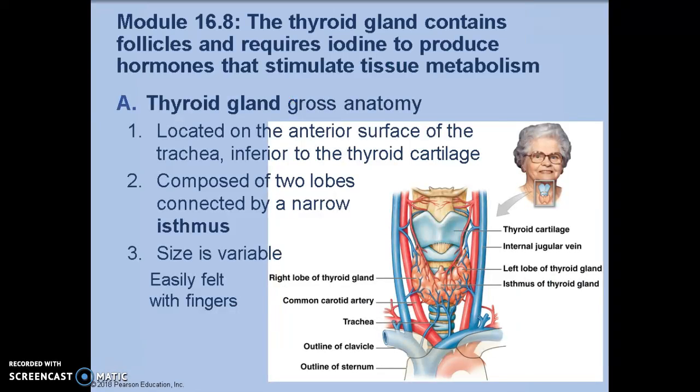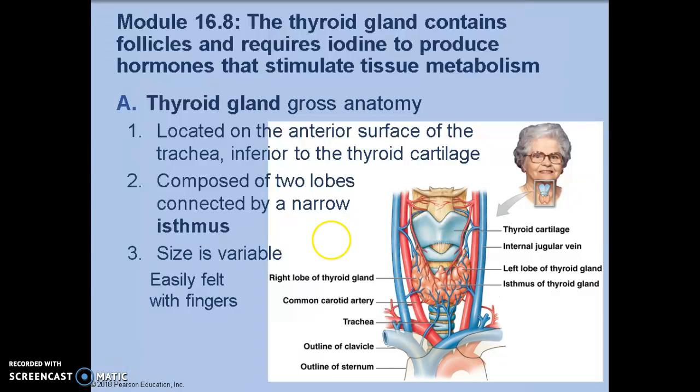So we're starting with the thyroid. And the thyroid, we're going to look at the anatomy of the thyroid. It contains follicles, and the thyroid requires iodine, and it gets that iodine from our food. It is on the anterior surface of the trachea.